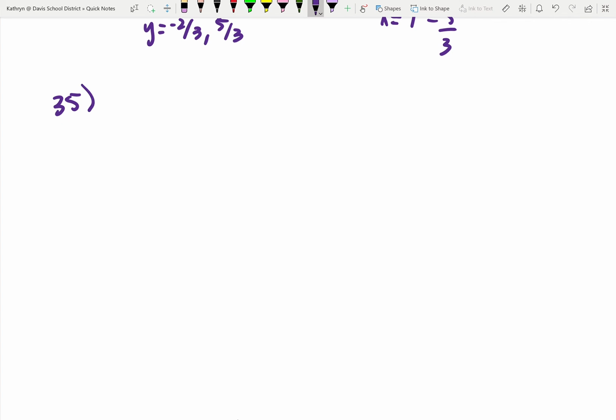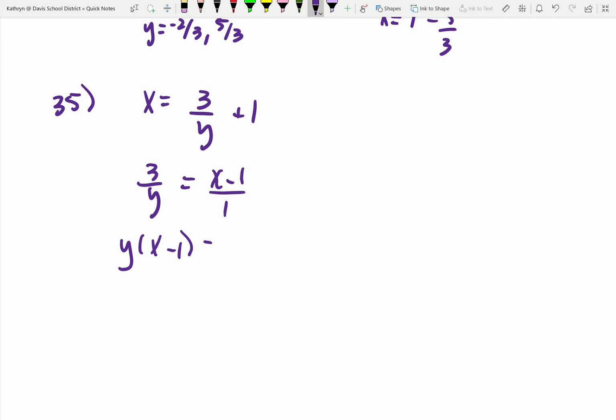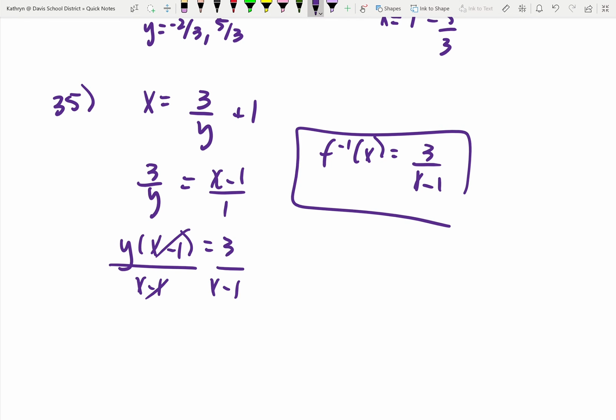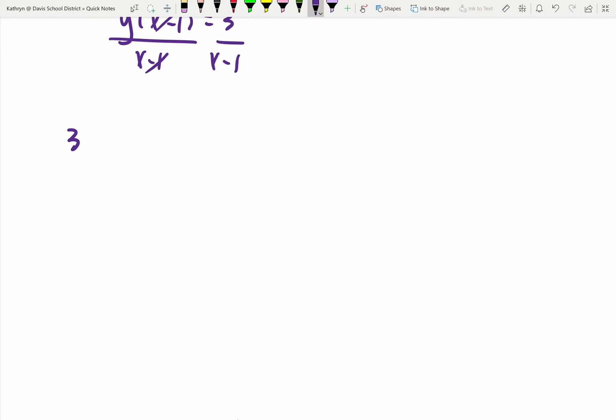Okay, find the inverse. So switch your x's and y's. So it's going to look like that. Solving for y, move your 1 over. So that's x minus 1. Cross multiply, but I'm not going to distribute. So it's y times x minus 1 equals 3. The x minus 1 is multiplied by the y, so to get rid of it, I divide. And my inverse is 3 over x minus 1. I know that was fast. I'm sorry, I have like 2 minutes until the bell rings.